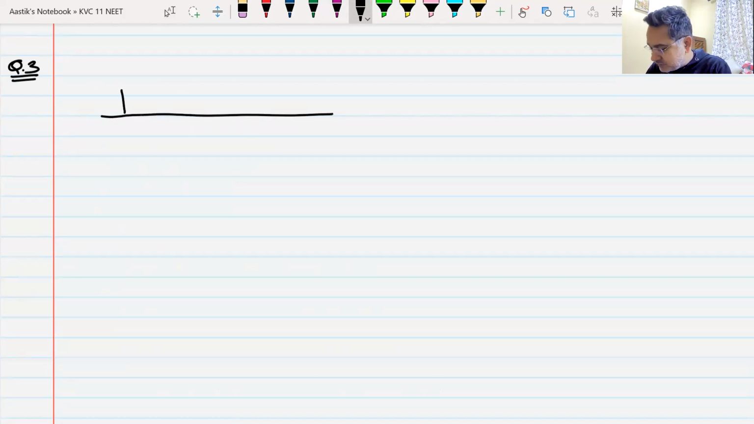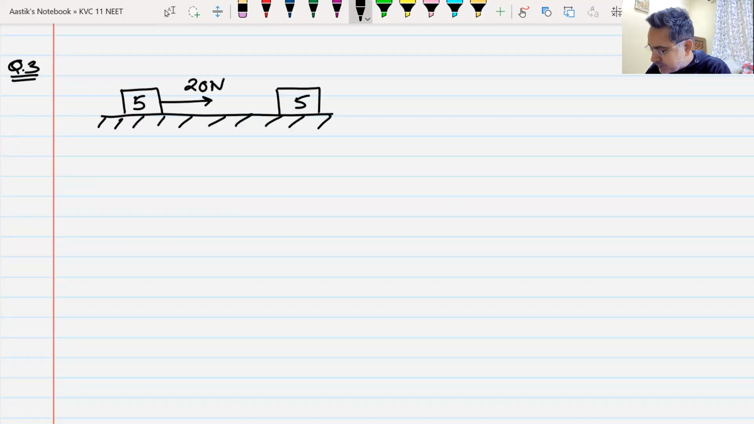Question number 3 or 2, whatever you call it. This is a 5 kg body and I am applying a force of 20 newtons. I displace this body by, let us say, 10 meters. The friction is also there. The value of the frictional force coefficient is 0.2.